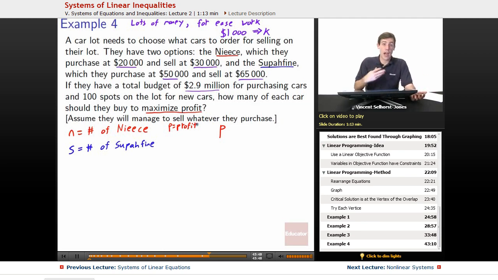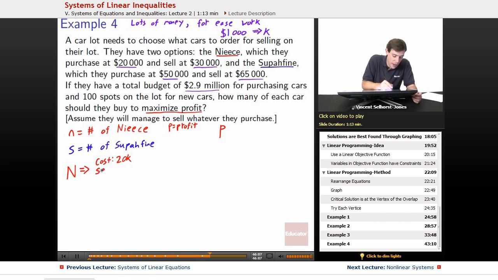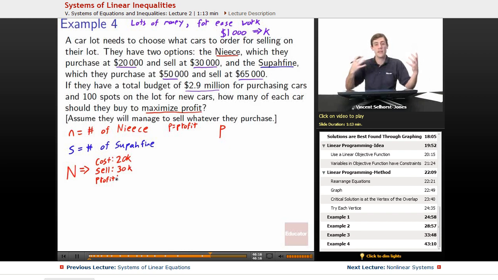So first we have to figure out how much profit they make off of selling a nice, and how much profit they make off of selling a superfine. So if they buy a nice, it costs them 20K. It costs them 20,000, which is 20K in our new form. They can sell that for 30K, which would net them a profit of the amount that they sold it for minus the amount that they had to buy it for. So that would net them a profit of 10K.